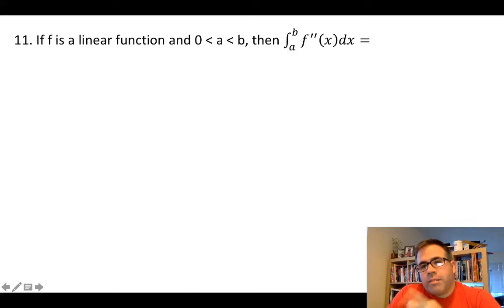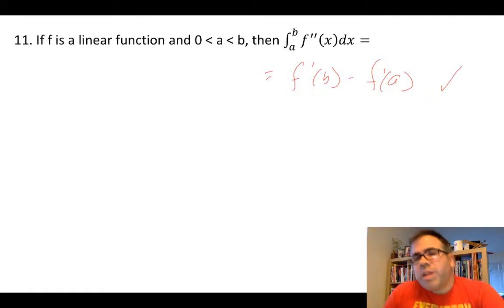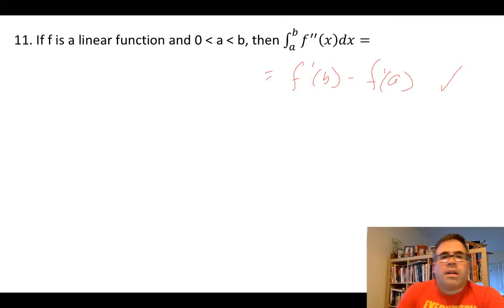I saw a lot of people say correctly that this is equal to f prime of b minus f prime of a. And that is correct. But you can be a little bit more specific than this. This uses the fundamental theorem of calculus, by the way. You can be a little more specific. I told you that f is a linear function.